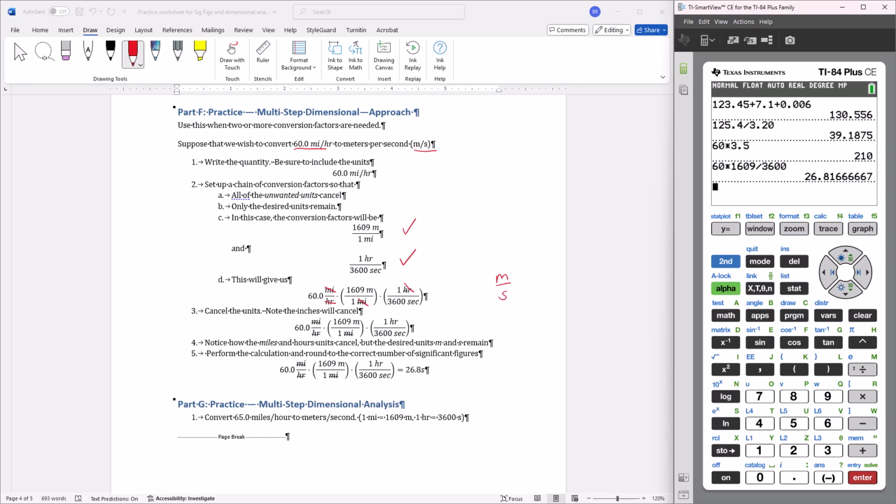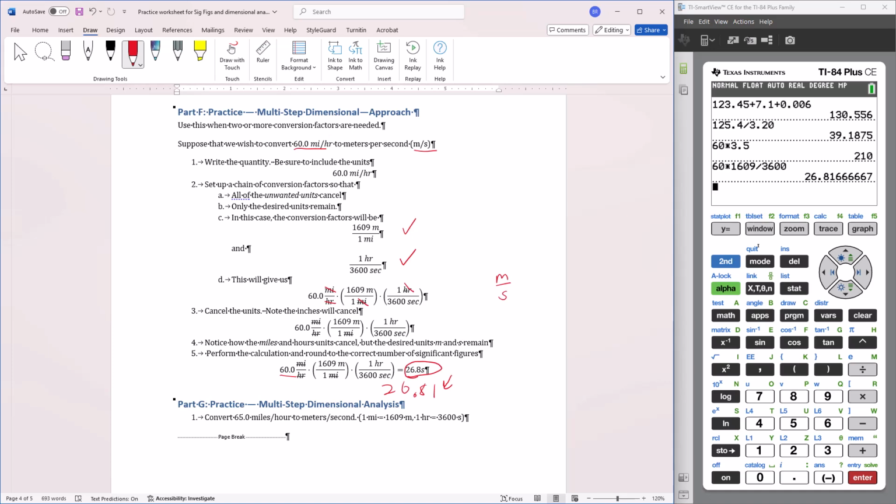Now, since my 60 has 3 significant figures, and technically these conversions have an infinite number of significant figures, in other words, my precision is going to be driven by this, I want to go to 3. That would be 26.81. Okay, now to round, I of course want to look at that. Since that's less than 5, I don't round up, and that gives me 26.8.